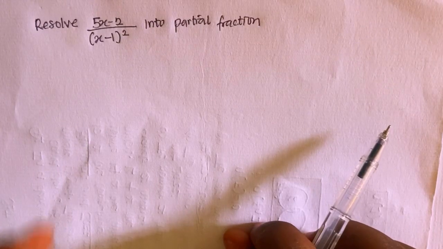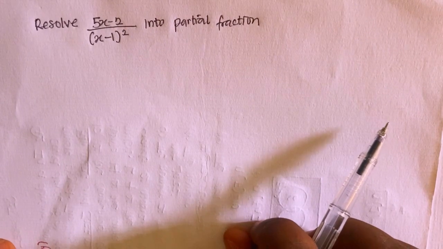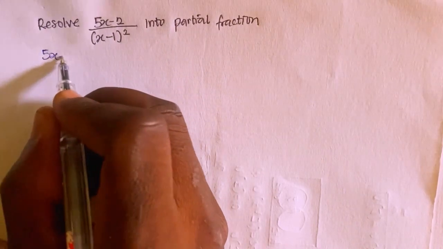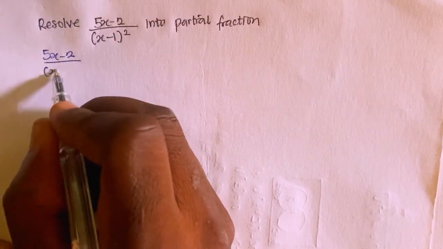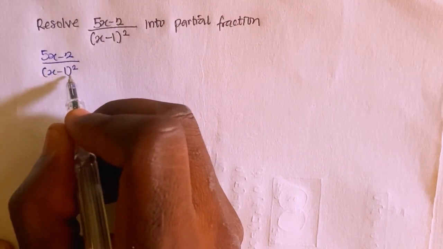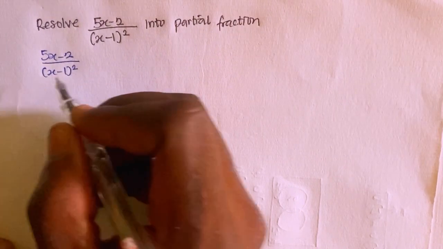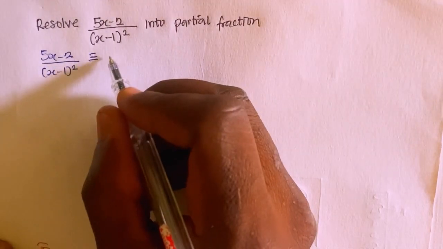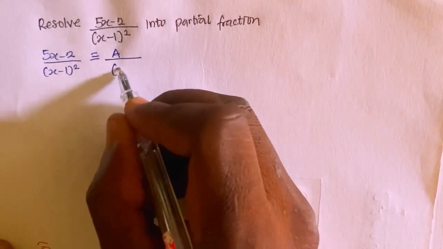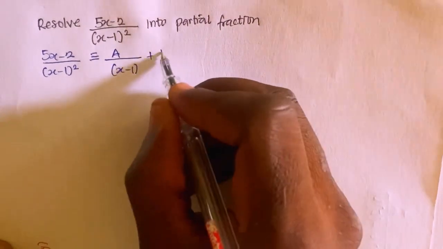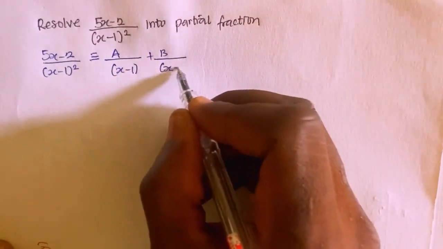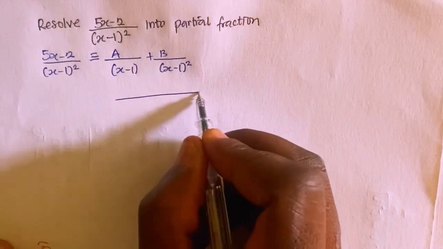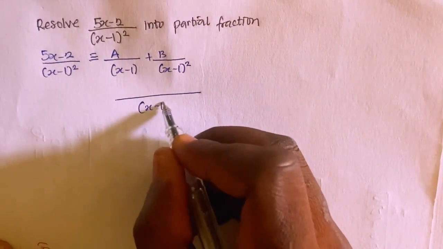Suppose you are asked to resolve this question into partial fractions. In this case, you have (5x - 2) divided by (x - 1) all squared. Since it is linear but repeated, we are going to have it equivalent to A over (x - 1) plus B over (x - 1) all squared. So I'm going to find the LCM, and it's going to be (x - 1) all squared.